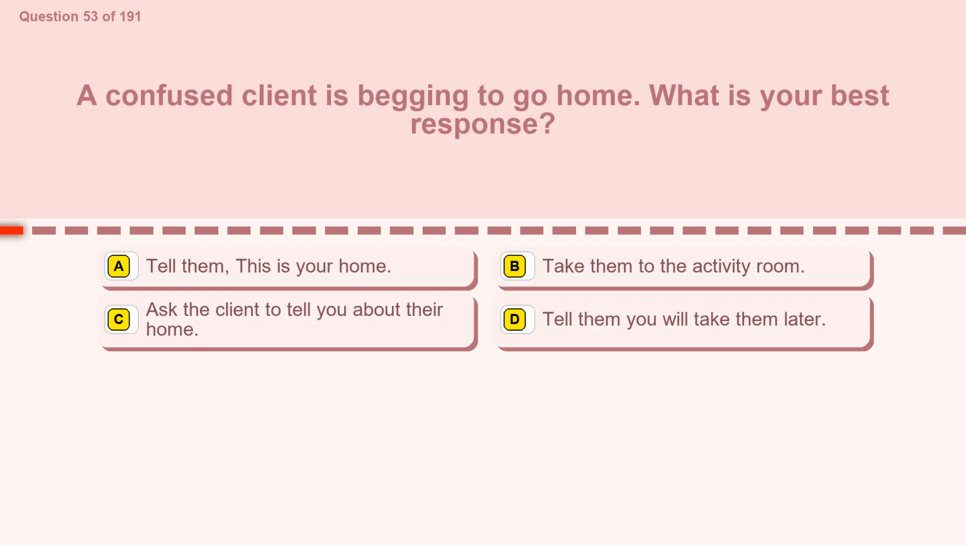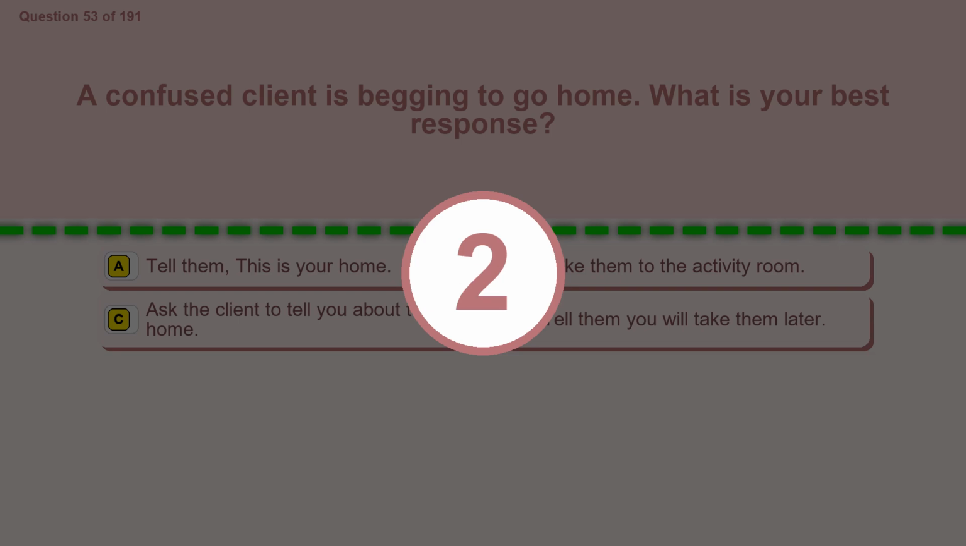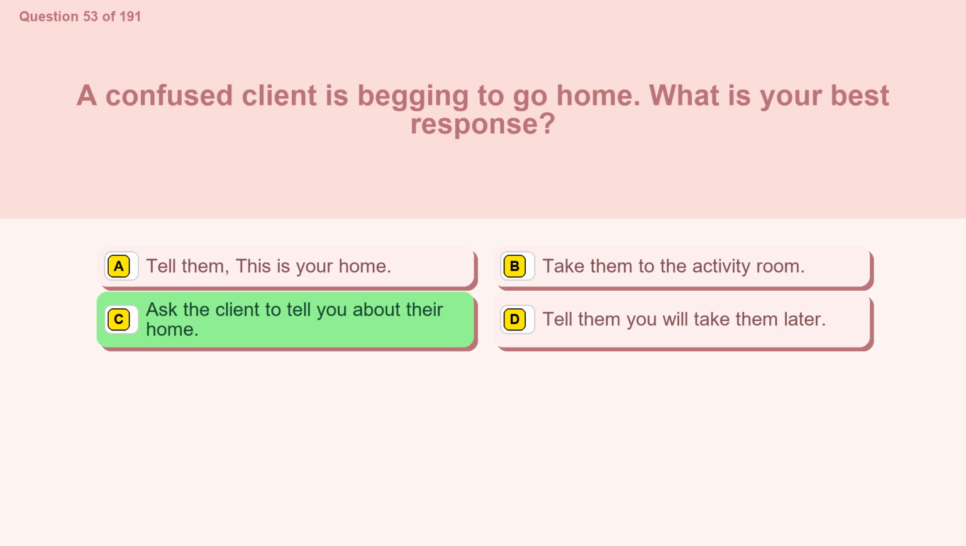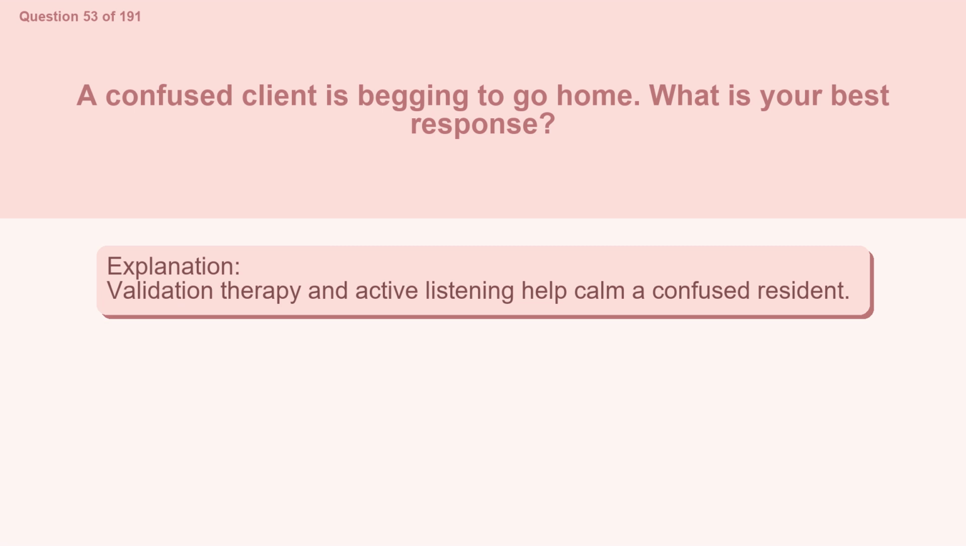Question 53. A confused client is begging to go home. What is your best response? Option A. Tell them, this is your home. Option B. Take them to the activity room. Option C. Ask the client to tell you about their home. Option D. Tell them you will take them later. The correct answer is option C. Ask the client to tell you about their home. Validation therapy and active listening help calm a confused resident.